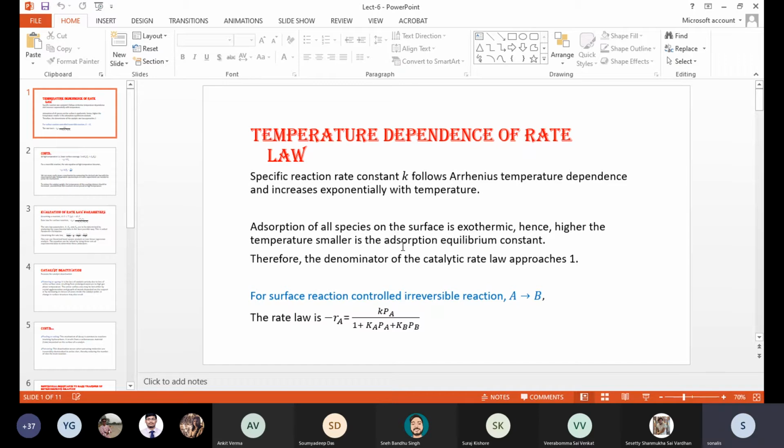Now, if the adsorption equilibrium constant decreases, therefore the denominator of the catalytic rate law approaches 1. If we see the rate law for a reaction A to B, irreversible, which I have shown you yesterday, how we write the single site rate equation: minus RA is equal to Kpa by 1 plus Kapa plus Kbpb. Now, at high temperature, the adsorption equilibrium constants of A and B, Ka and Kb, are very small. Then what will happen? The denominator will approach 1, because 1 plus this part is very small. So it will be nearing 1. So what is left? Minus RA is equal to Kpa.